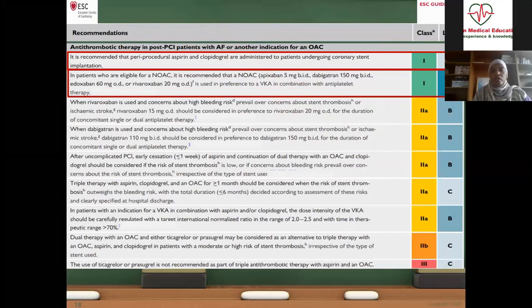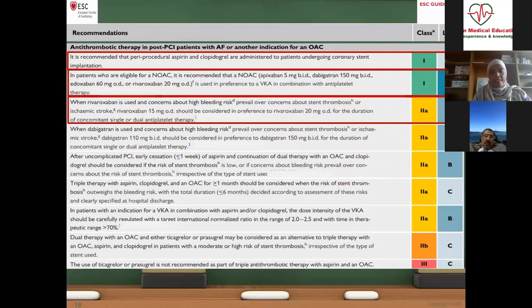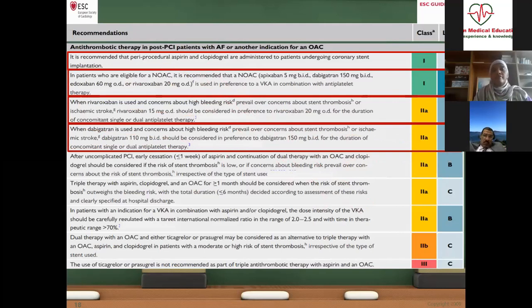And for the patient going for a PCI, if they're eligible for oral anticoagulant, it is recommended that they should have the full dose as class one. So the class one recommendation, if you have an indication for oral anticoagulant, is you should give the full dose. Next. Class 2A is to give a lower dose of rivaroxaban if you're concerned about bleeding. So instead of 20 milligram, you use 15 milligram. Next, and also for dabigatran, next, you could use the lower dose if you're concerned about bleeding more than the concern of stent thrombosis. Next.